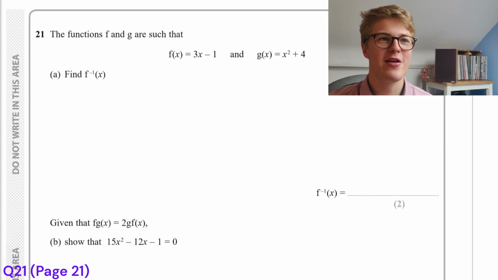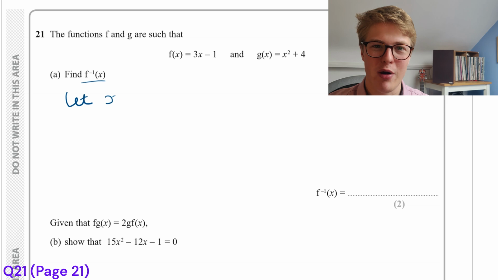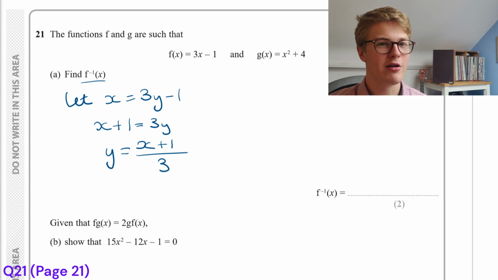The functions f and g are such that f(x) equals 3x minus 1 and g(x) equals x squared plus 4. Find the inverse function of f(x). Let x equal 3y minus 1. x plus 1 equals 3y, therefore y equals (x plus 1) over 3, and we have found our inverse function there.